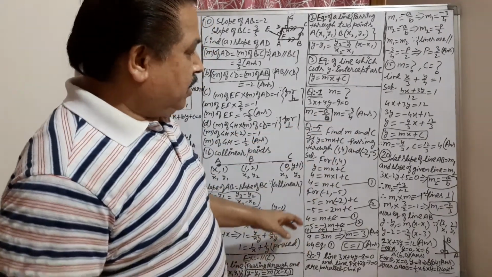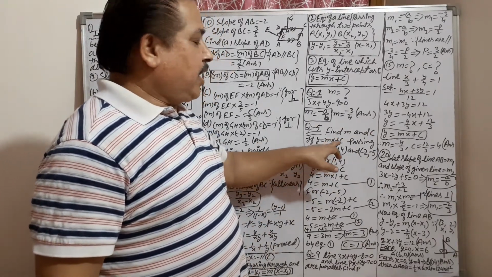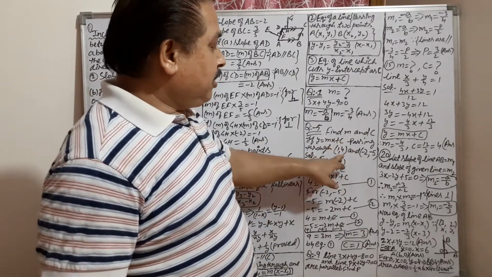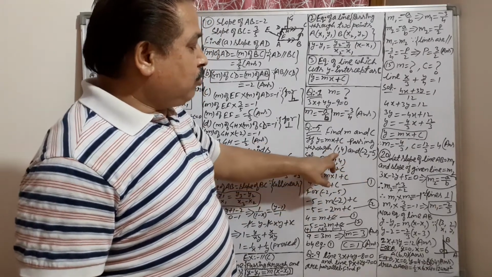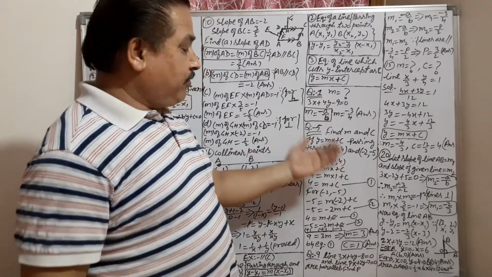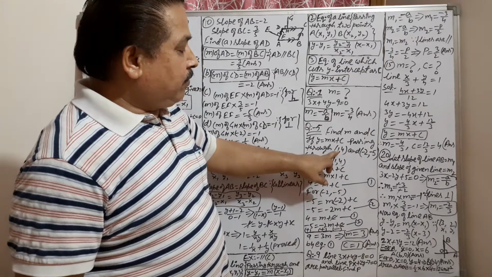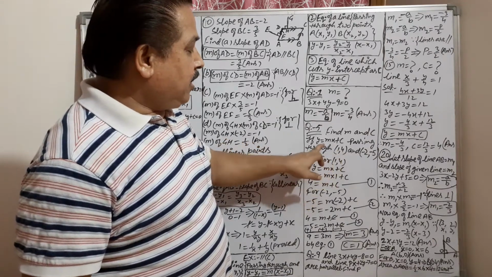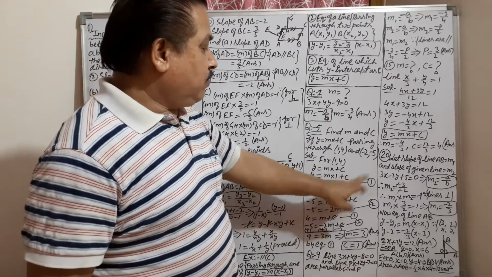See the fifth question. In the fifth question, find m and c. Equation is given, y is equal to mx plus c. This line is passing through 1, 4 and minus 2, minus 5. If the line is passing through 1, 4, then 1, 4 will satisfy this equation. Satisfy means in place of x we can write 1 and in place of y we can write 4. See here, equation number 1 this is.